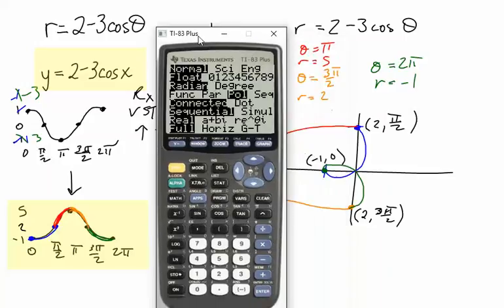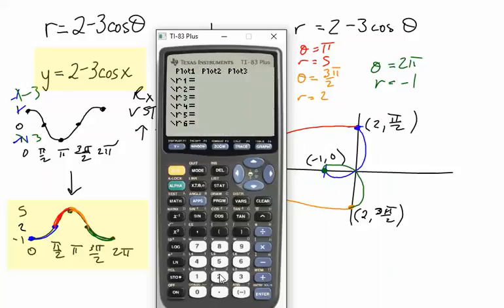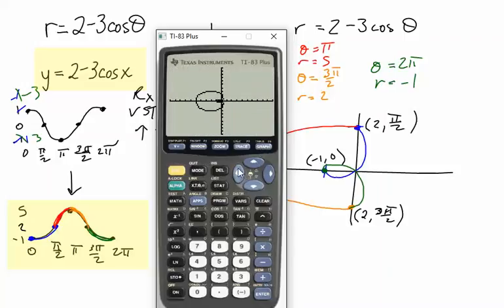So when we're doing this on the calculator, make sure our mode is on polar, not function or parametric. We'll go to the y equals, we'll type in our equation of 2 minus 3 cosine of theta. We need to make sure that we're also in radian mode, and if we are, we should be able to graph it, and we should get the same picture.